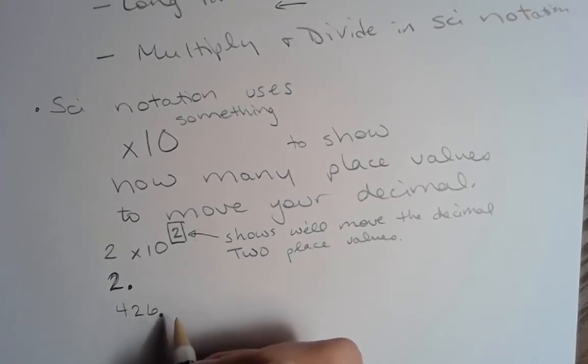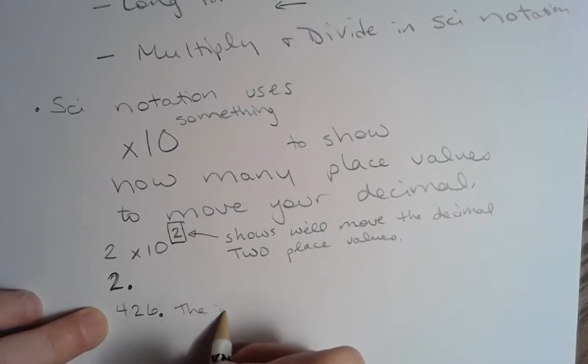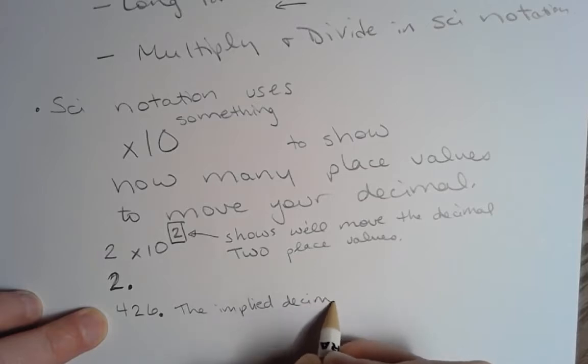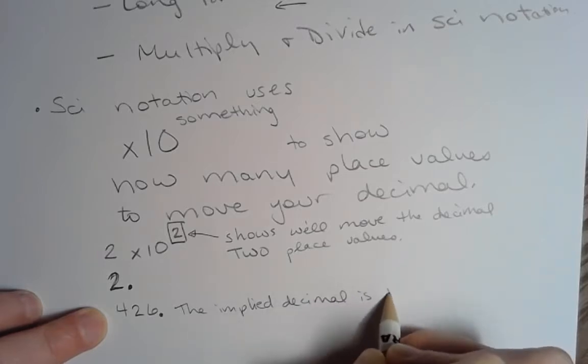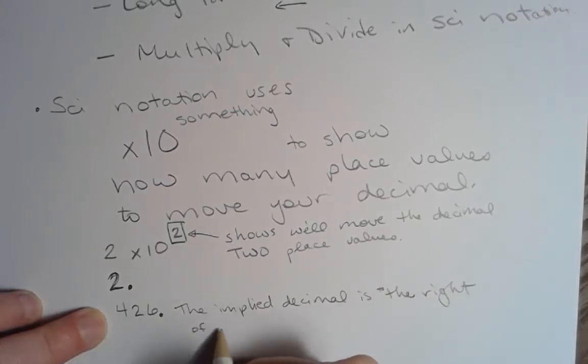If you want to hear that a few more times and write it, go for it. I'm going to keep on keeping on. Actually, if you don't want to write it, fast forward. You don't have to write this. The implied decimal is to the right of a written number.